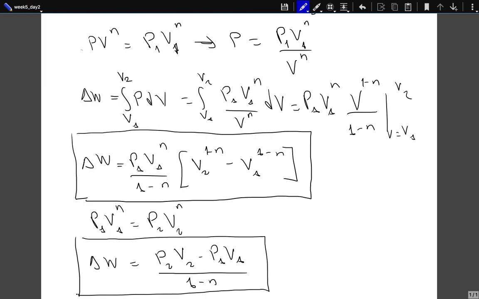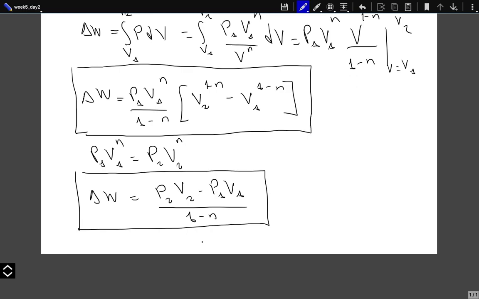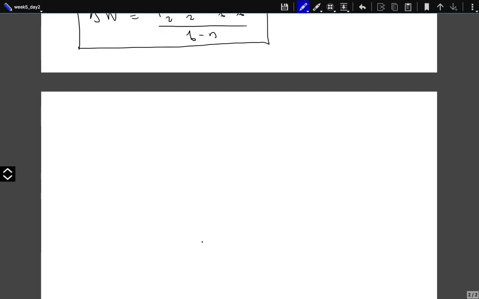What about the heat? We can find the temperatures from the P and V values at both points. How? And we can find the change in internal energy. What should I write? PV equals NkT. And for P1 and V1, we will have a temperature, T1, and for P2 and V2, T2.